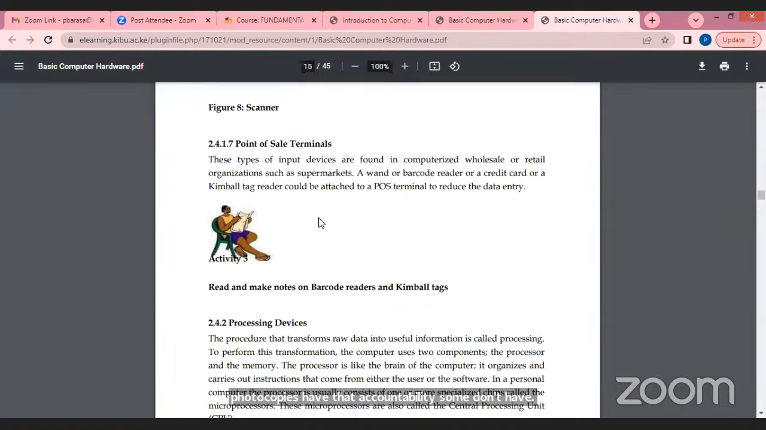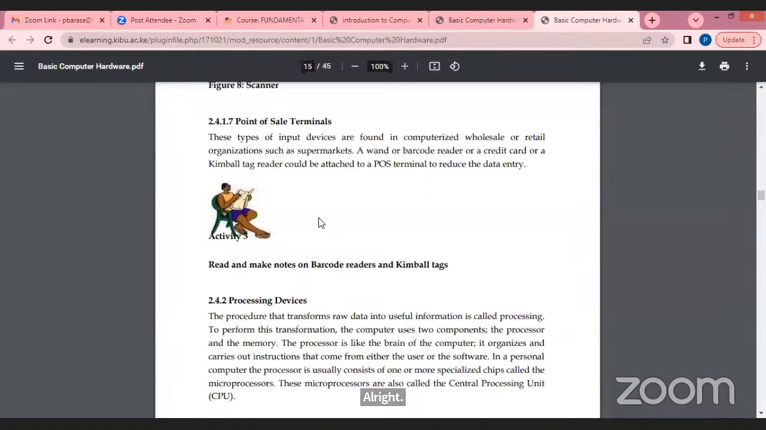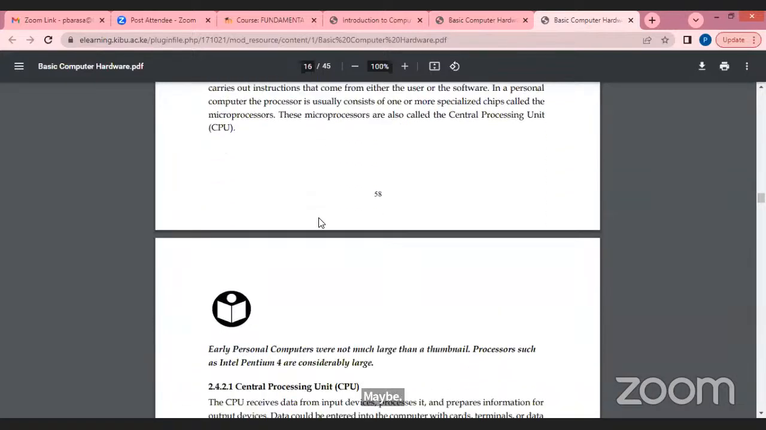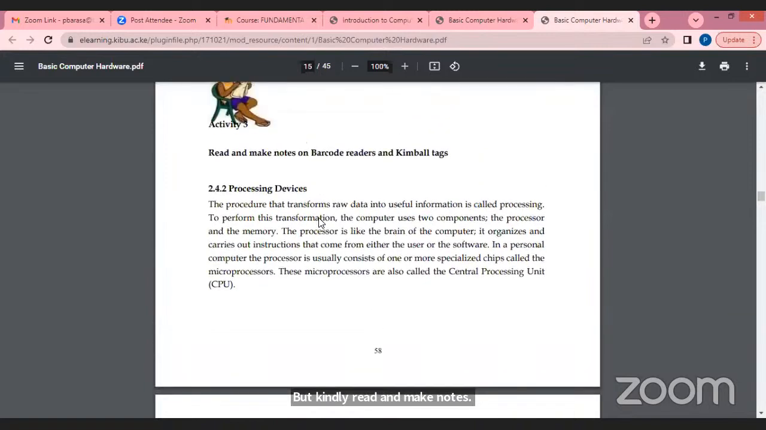A point of sale system is what you see when you go to the supermarket, the one that has a barcode reader. You put the barcode, you put the quantity, and the teller is able to get all the details of what is being sold to you. I think you have seen that in the supermarket. The whole thing, the computer plus the scanner, is what we call a point of sale. Now we have said very clearly in activity 3 that you have to read on your own. Read and make notes on barcode readers and symbol tags. That's my request, so kindly read and make notes.